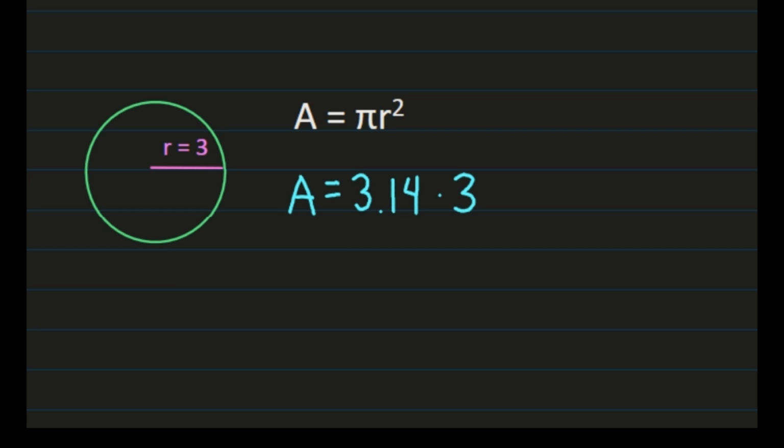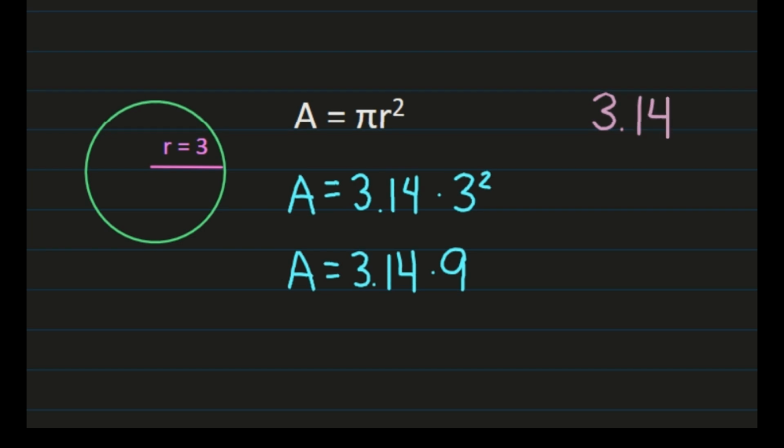So our first calculation has to be squaring our 3 because order of operations tells us we have to do exponents first. So we're going to have area equals 3.14 times 3 squared. Well, 3 squared is 3 times 3, and 3 times 3 is 9. So we will have area equals 3.14 times 9. Now we're not going to do this next step in our head. We're going to go out to the side and work out our multiplication problem so that we know our work is correct. So we'll have 3.14 on top times 9 on the bottom.